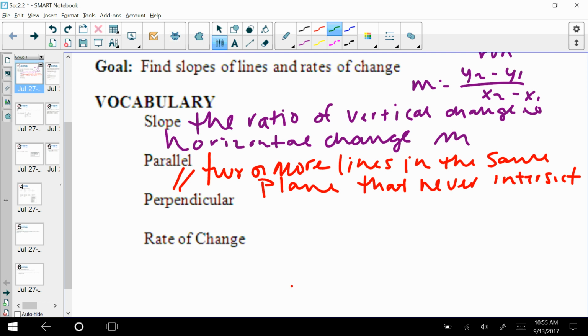Perpendicular lines are two lines that intersect to form a right angle. A right angle is a 90-degree angle. You might also see perpendicular represented as that. And there are two lines that intersect to form a right angle.